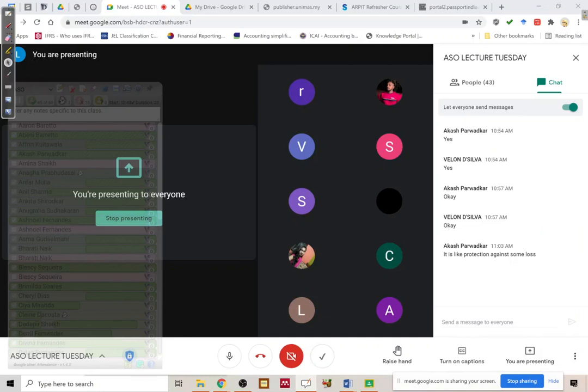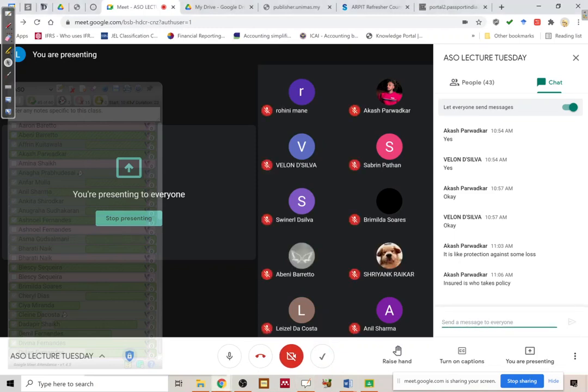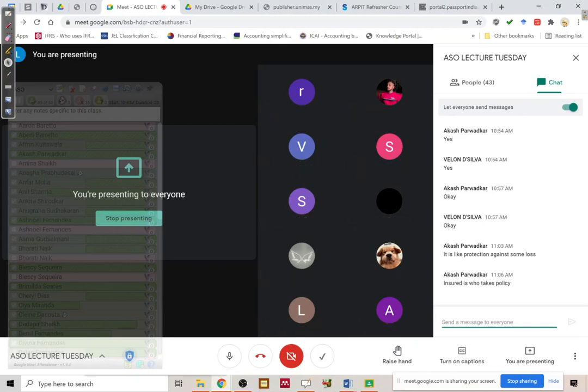In this example, yes, the insured is the one who takes the policy, that is we. Common people or businesses, whoever has taken an insurance policy or who might suffer the loss, that person is called the insured.